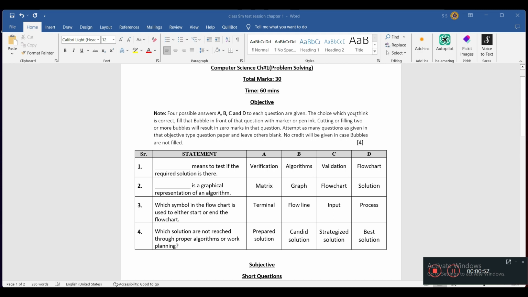You have to be very careful when you are filling the bubbles, right? If you make any mistake, you will get 0 marks for it.